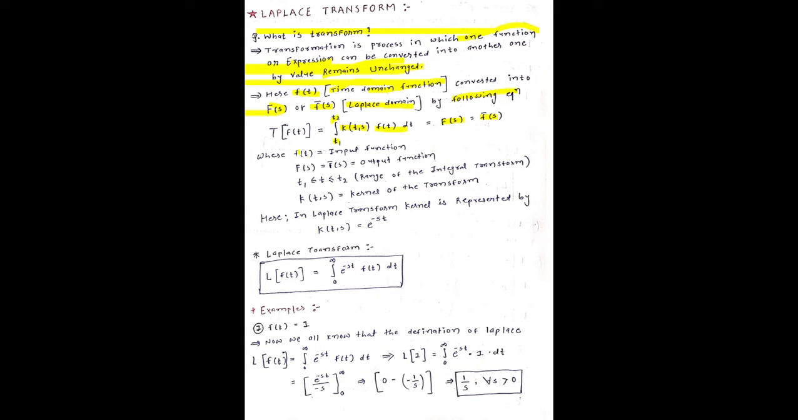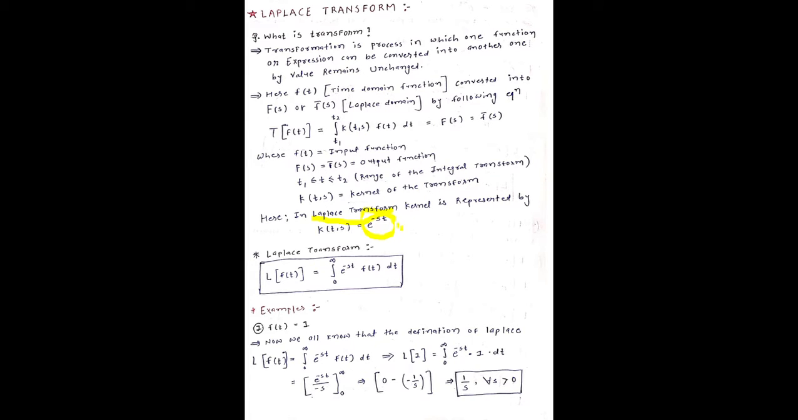Now f of t, what is the f of t? Here it is the input function. What is the f of s? The output function. What is the range t1 to t2? The range of the integration, and K(t,s) is the kernel of the transform. Now in Laplace transform, the kernel is represented by e raised to minus st. So in this definition we have to replace the K(t,s) by e raised to minus st.